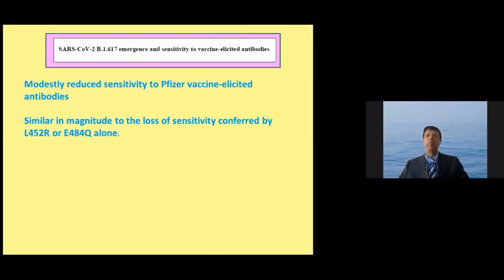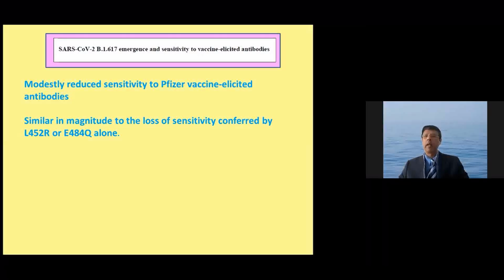Then the Cambridge group came and said that it moderately reduced sensitivity in the Pfizer vaccine cohort, but the reduction in magnitude was similar if there was a loss of either of the important mutations, that is L452R and E484Q. So if they were separate, they were reducing some of the sensitivity. When they were together, there was no additional reduction in sensitivity. That was the take-home message from that study.